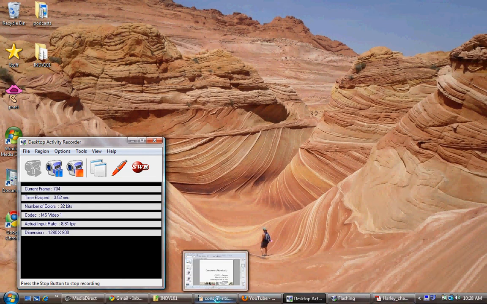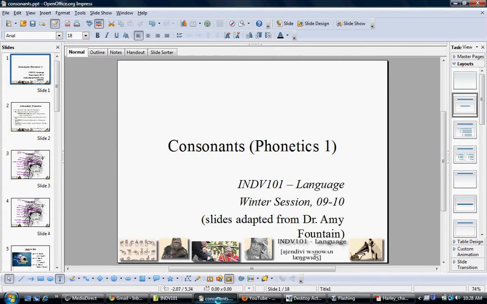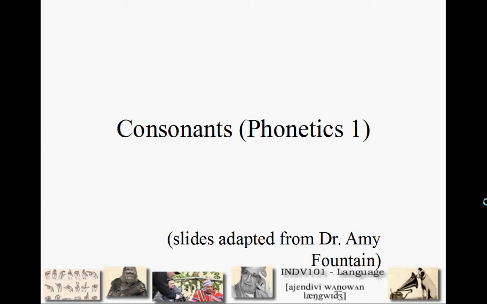Alright, today we're going to be talking a little bit about phonetics. Phonetics is the study of speech sounds, and you can look at phonetics from two different ways. From articulation, so what you're actually doing with your mouth as you produce the speech sounds, that's articulatory phonetics. You can also talk about acoustic phonetics, and that's sort of the acoustic characteristics of the speech sounds.